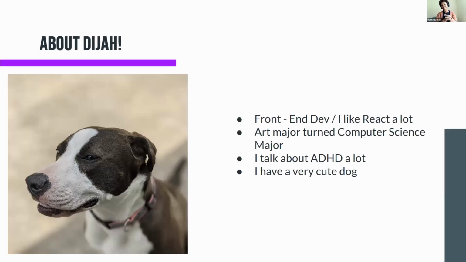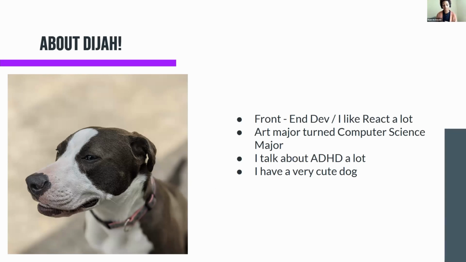So firstly, I am Dijah. I'm a front-end developer. I use a lot of React. I used to be an art major. That's a talk for another time. And went to computer science. I have ADHD, which I talk a lot about on Twitter. If you want to follow me on Twitter, at Dijah. And I have a very cute dog named Chocolate. She's wonderful and she likes cuddles. I love her. She's 1 year old.